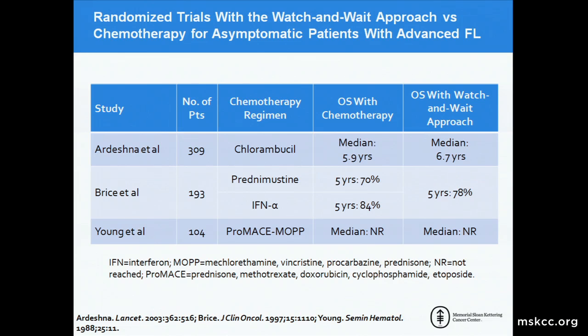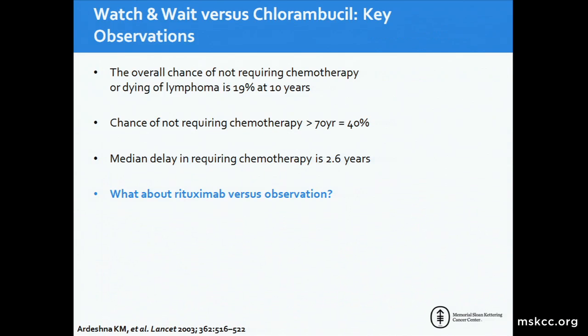So we have 3 randomized trials in the pre-rituximab era comparing observation to chemotherapy, and there has never been a demonstrated overall survival advantage in favor of immediate treatment with chemotherapy in patients who do not meet the GELF criteria. There are some key takeaways from the largest study, which was Chlorambucil versus observation.